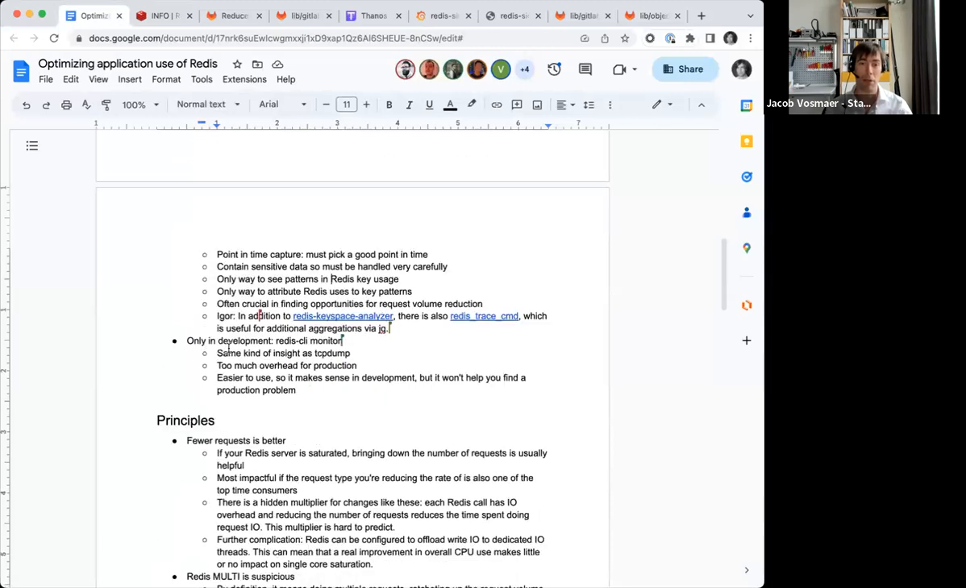And I want to finally mention there's also Redis CLI monitor, which gives you kind of the same information as TCP dump, but it has too much overhead for production, so we don't use it there. But once you've found a problem, you're working in development, you want to see if you're making a difference, then you can use Redis CLI monitor. But the kind of problem I'm talking about here is something's not right in production, and we need to find out what. And Redis CLI monitor is not appropriate for finding out what's going wrong in production.